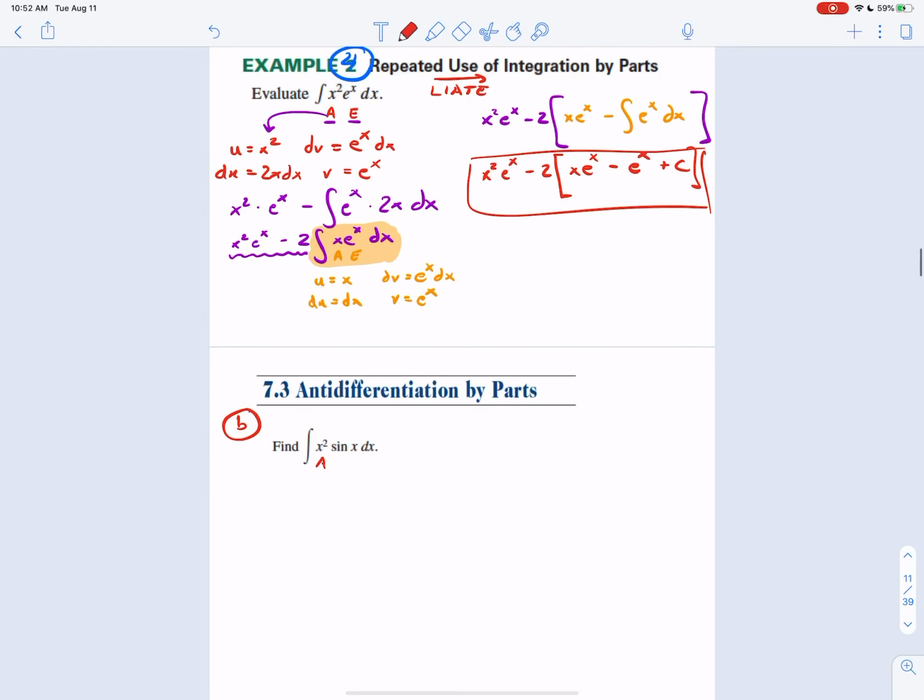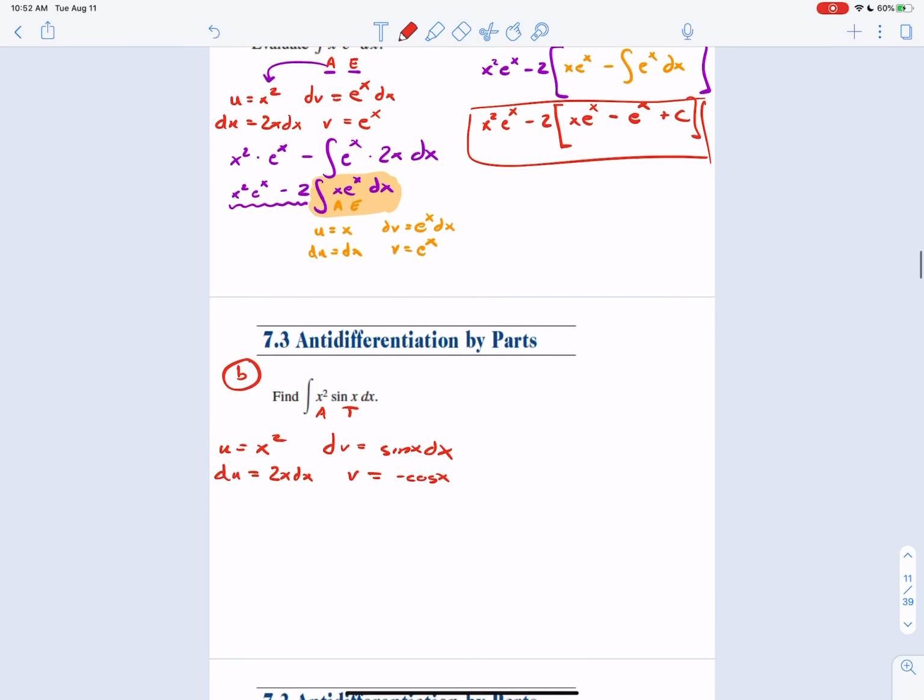So here I have A, it's something trigonometric, so u is definitely going to be x squared. dv is going to be sine x dx. Notice how I'm going from u to dv. Try not to go from u to du and then dv to v, okay? Always go horizontally. So du will be 2x dx. v will be negative cosine x. Be very careful, you guys.